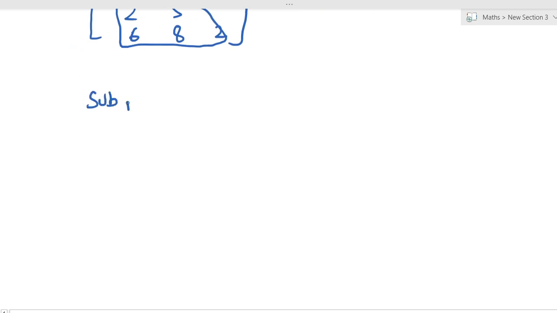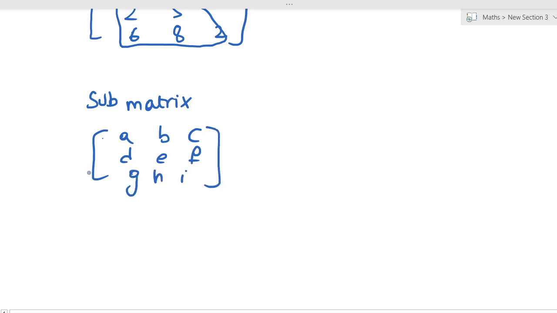Submatrix. A, B, C, D, E, F, G, H, I. So guys, this is the normal matrix, out of which if I delete any row or any column and form another matrix, it will be a submatrix. Suppose I want to delete the third row and take the first and second columns, so it will be A, B, D, E. This is a submatrix.